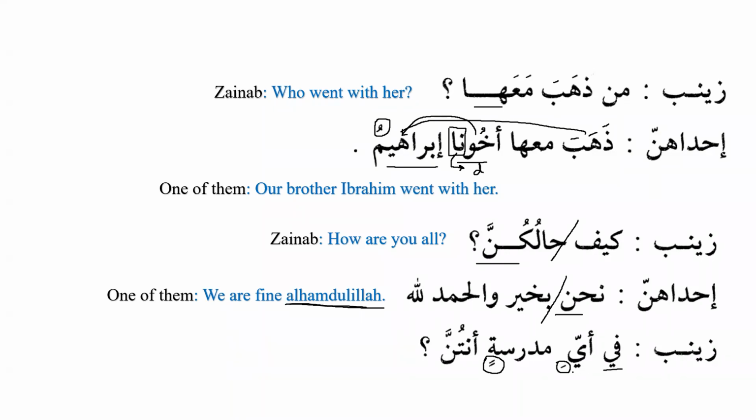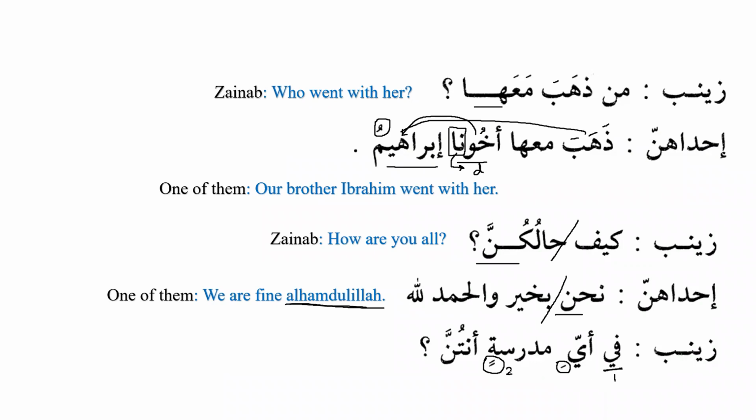We have learned that ayyi or ayyu is used as special mudaf. So ayyi is majroor because of fi, and madrasatin is majroor because it is mudaf ilayh. So now we know that the noun is majroor for two reasons, and both of the reasons are over here. Number one, it is because of harf jar, and number two, it is mudaf ilayh.